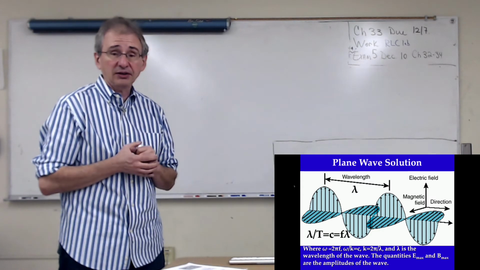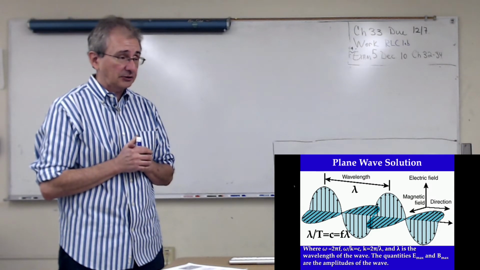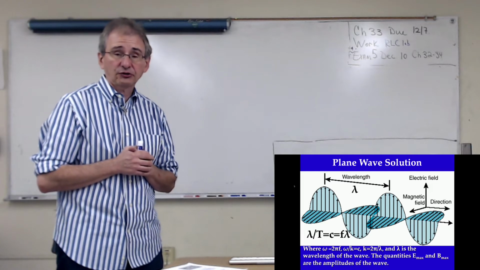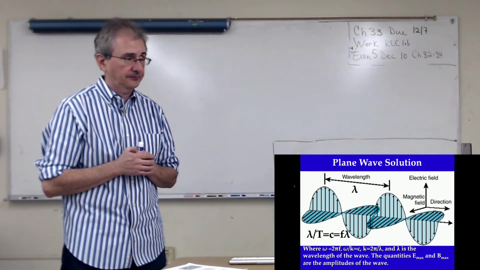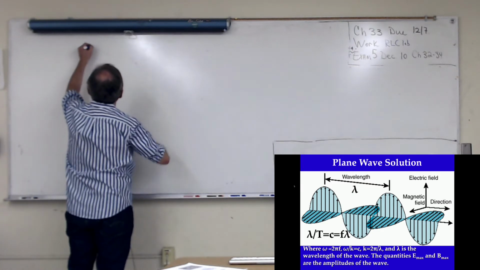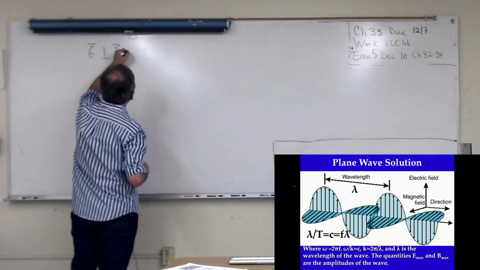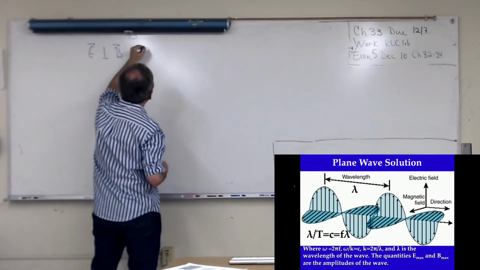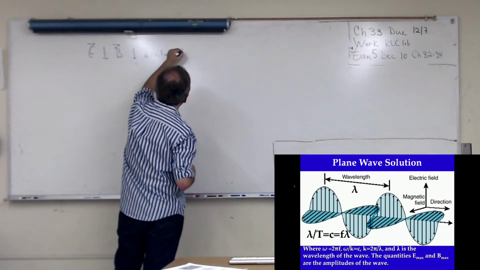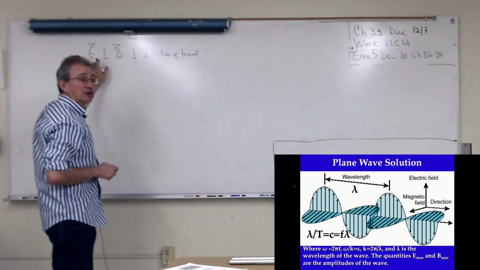The figure that you see there shows you the electric field, the magnetic field, and the direction of travel of the wave. So the electric field is perpendicular to the magnetic field, which is perpendicular to the direction of travel. Like the direction of travel of the wave is perpendicular to both of them.